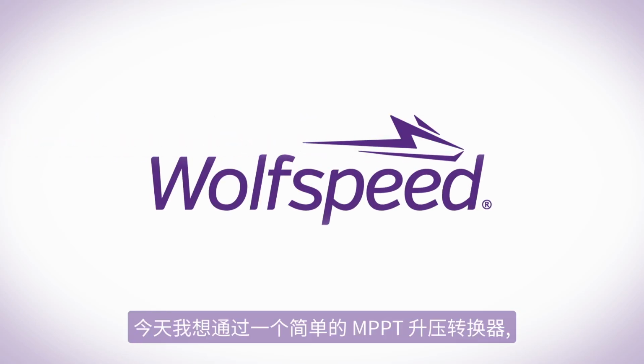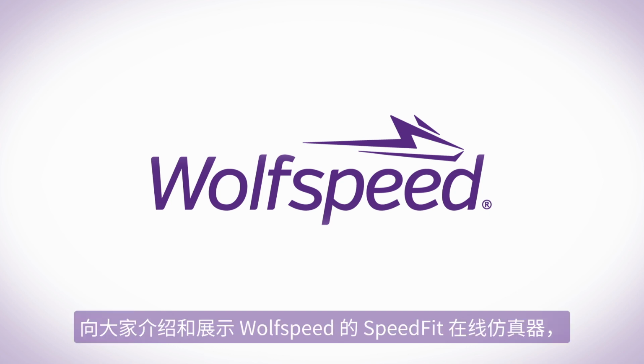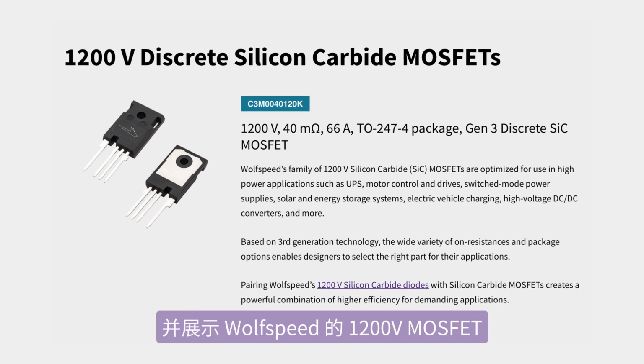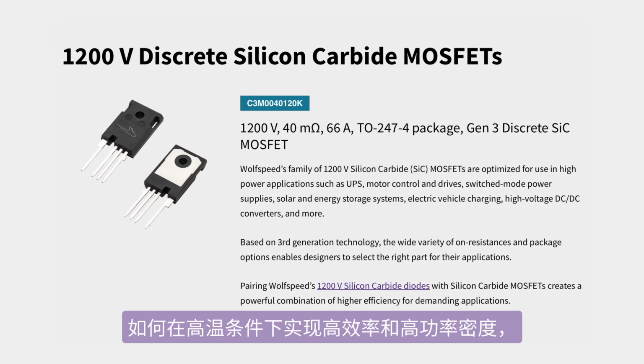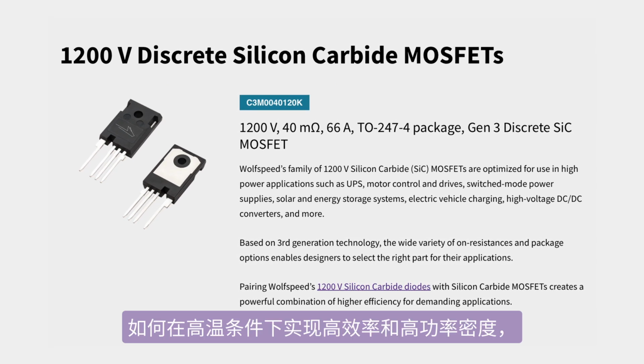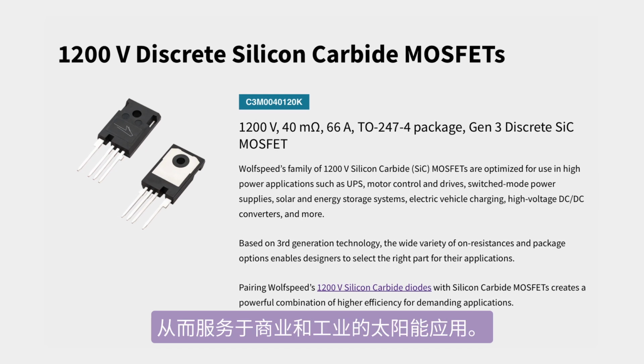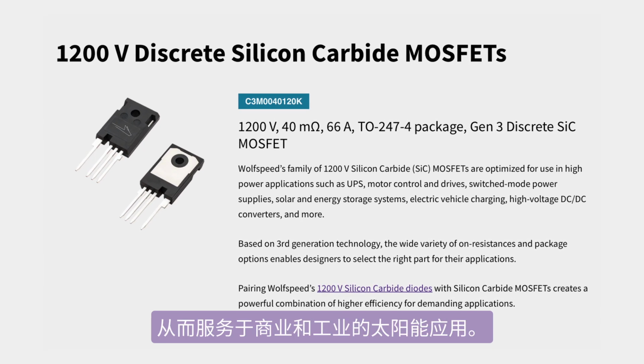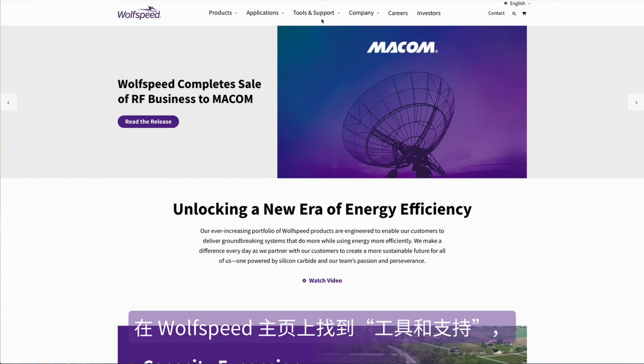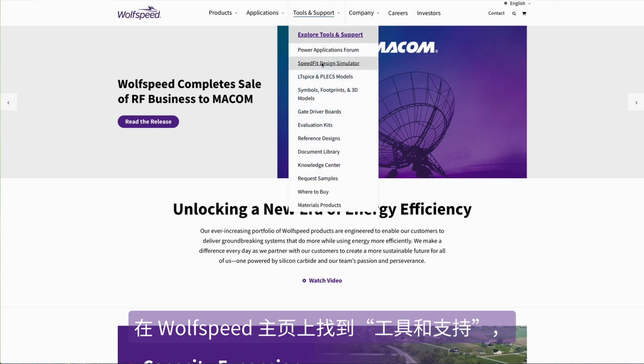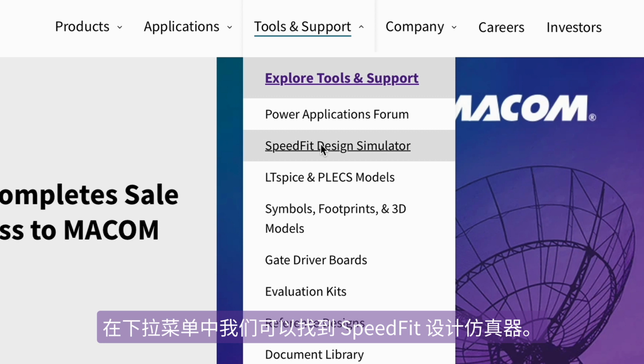Today, I'd like to introduce and showcase WooSpeed's online simulation tool SpeedFit in a simple MPPT boost converter and show how WooSpeed's 1200-volt MOSFET can achieve high efficiency and power density even under elevated temperatures, therefore benefit commercial and industrial solar applications. From the WooSpeed homepage, under the Tools and Support pull-down menu, we can find the SpeedFit design simulator.